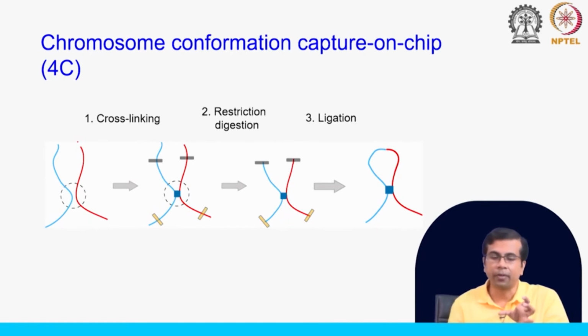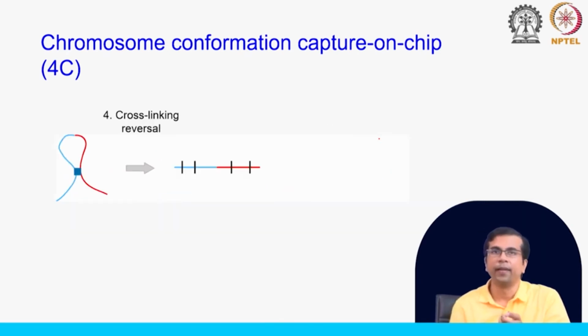Here are the steps for this 4C method. The first few steps are exactly identical with 3C. The first step is cross linking, because we want to preserve this interaction. The second step is restriction digestion, where we are taking these fragments out from the genome. Then we have ligation, where we ligate these fragments back, but then the difference starts. After this ligation we do cross link reversal, so we remove the cross link, we linearize, and then we have a secondary digestion with another restriction enzyme.